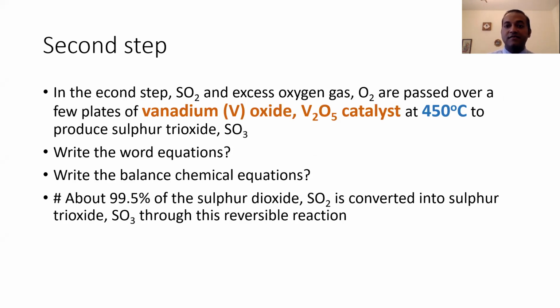Okay, in the second step, sulfur dioxide and excess oxygen are passed over a few plates of vanadium oxide. So vanadium oxide here is a catalyst at 450 Celsius, quite a high temperature, to produce sulfur trioxide. So again, write the word equation and write the balanced chemical equation. Just for you, about 99.5% of sulfur dioxide is converted to sulfur trioxide, and this is a reversible reaction.